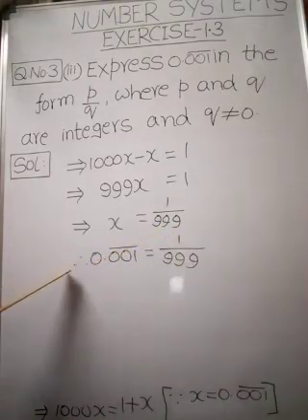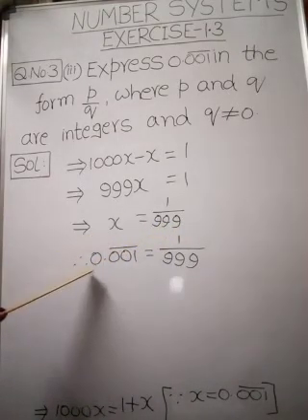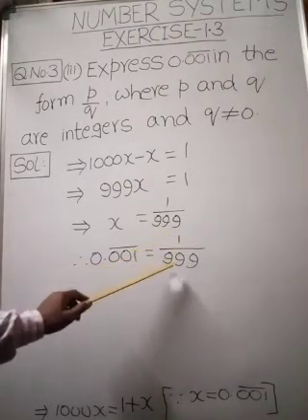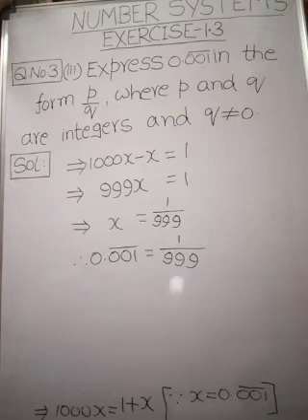Right. Therefore, x is nothing but 0.001 whole bar is equal to 1 by 999, which is the required rational number. We converted the given non-terminating repeating decimal number in the form of p by q. Understood, my dear children? Right.